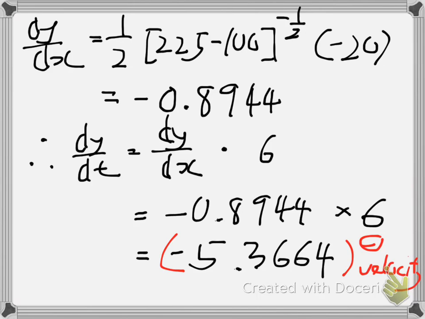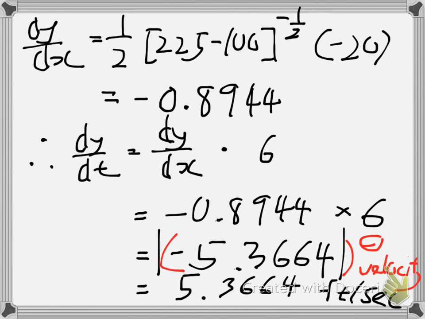Because it's asking how fast is the top of the ladder sliding down the wall, we should change it by taking the modulus to get speed. So we put modulus over here and then change it into 5.3664, and then it's feet per second. So the answer of this question, which is how fast the top of the ladder is sliding down the wall, is dy by dt equals to 5.3664 feet per second.